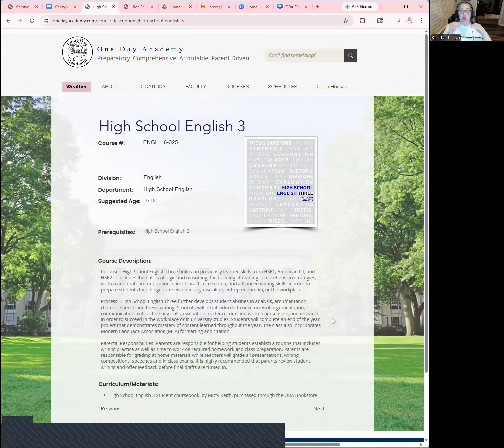So just like High School English 2 takes what was learned in High School English 1 and builds off of it, that's exactly what's happening with High School English 3. So we're taking the rhetorical analysis that we learned and we're adding in some studies of informal logic. We're adding in there different kinds of structures of arguments.